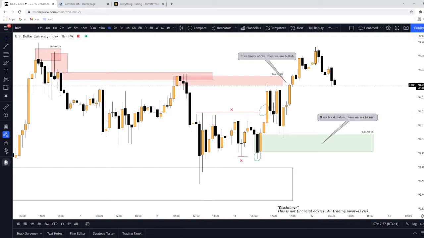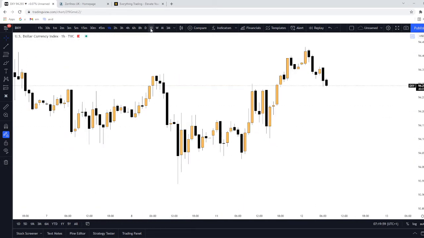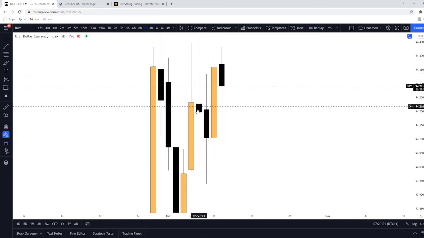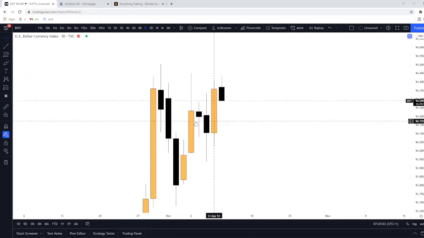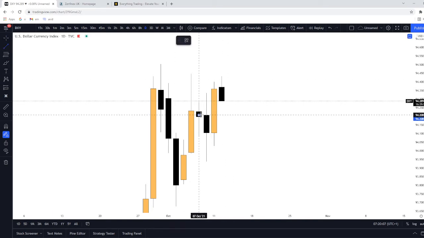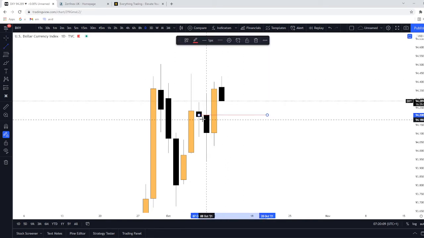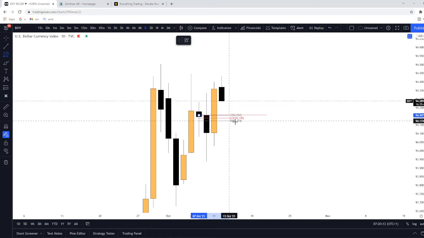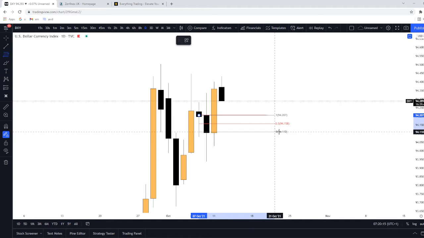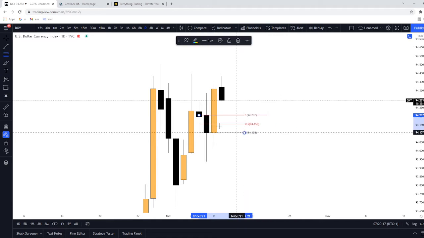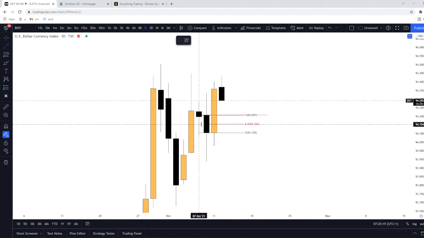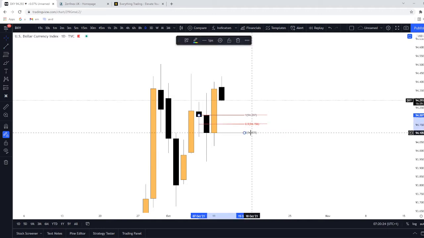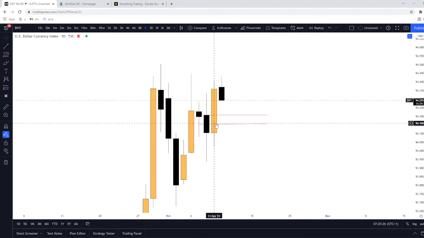I'm going to delete everything to make it a little bit more clear, and I'm going back to the daily. So now what happened on Friday becomes very important to me. I'm going to highlight the open of this bearish candle, and I'm going to highlight the 50%. So this is the open, this is the 50%.